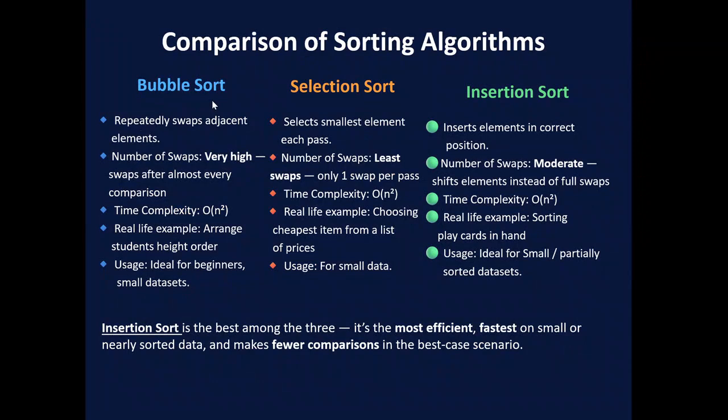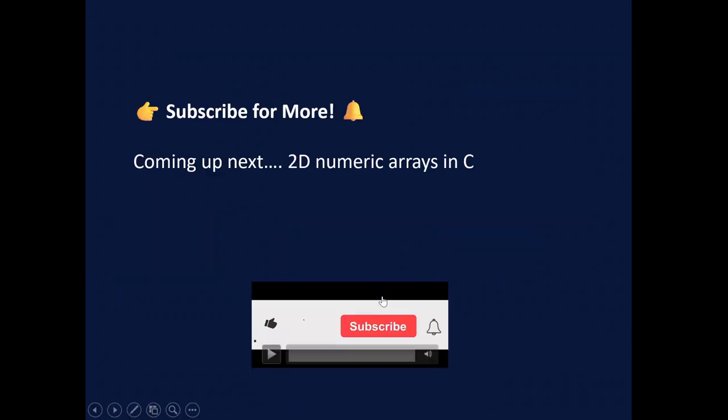This is a table showing a comparison of all the three sort algorithms we just saw, based on the number of swaps, the time complexity, a real life example for each, and so on. Take time and have a look at all the points listed out. But the bottom line is insertion sort will be the most efficient and the best amongst the three, particularly when your array or the data set is small and it is nearly sorted, because it will require only fewer comparisons.